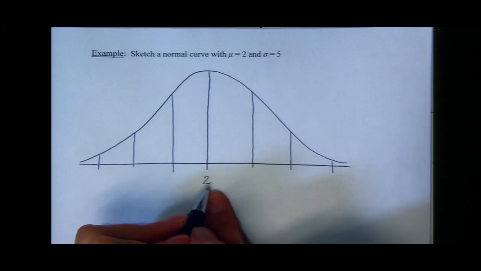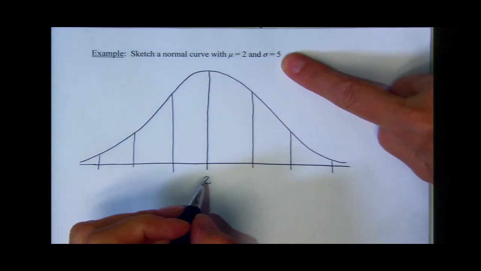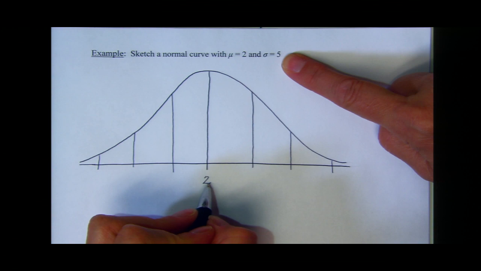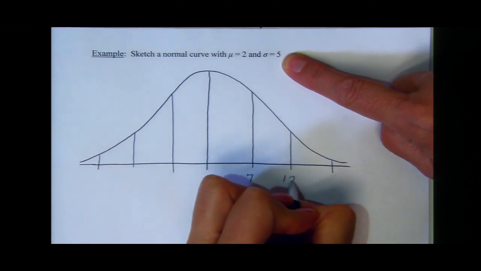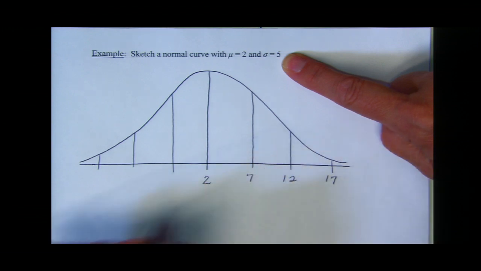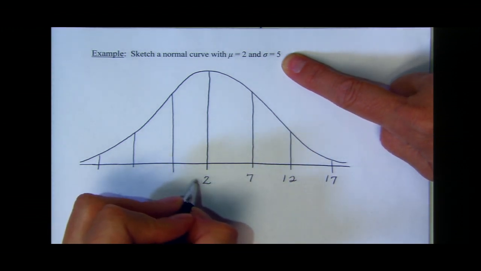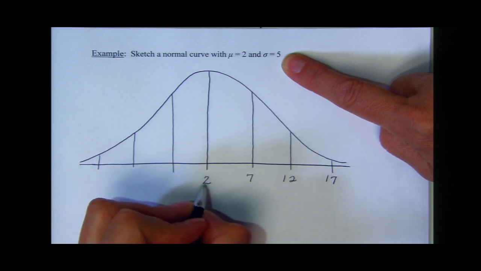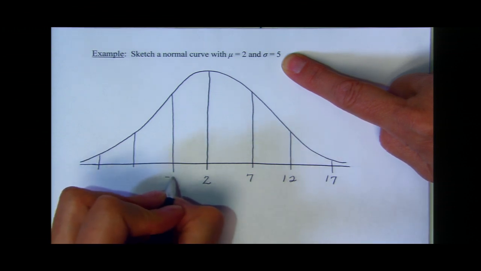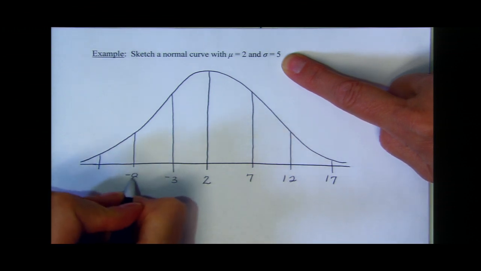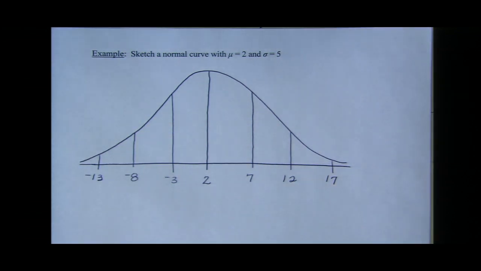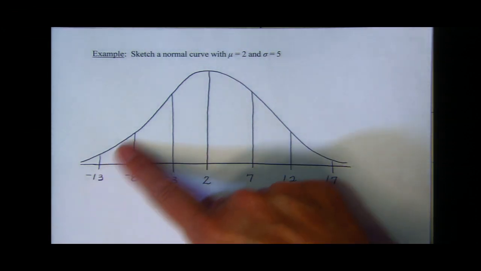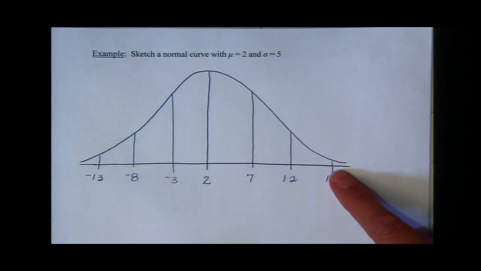So I start at mu of 2, and my standard deviation is 5. So as I go to the right, I add 5. So 2 plus 5 is 7, plus 5 is 12, plus 5 is 17. And as we go to the left, we would subtract 5. So 2 minus 5 is negative 3, minus 5 is negative 8, minus 5 is negative 13. Now, this complete curve has an area of 100%, or a probability of 1.